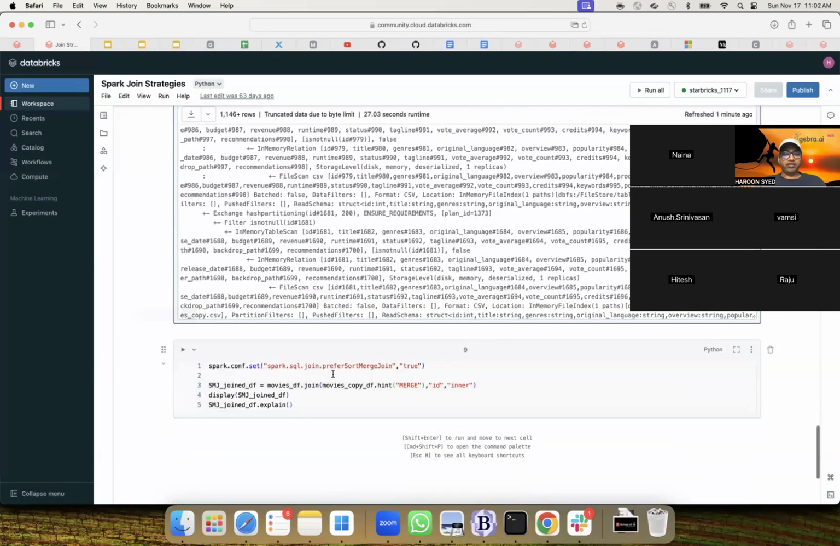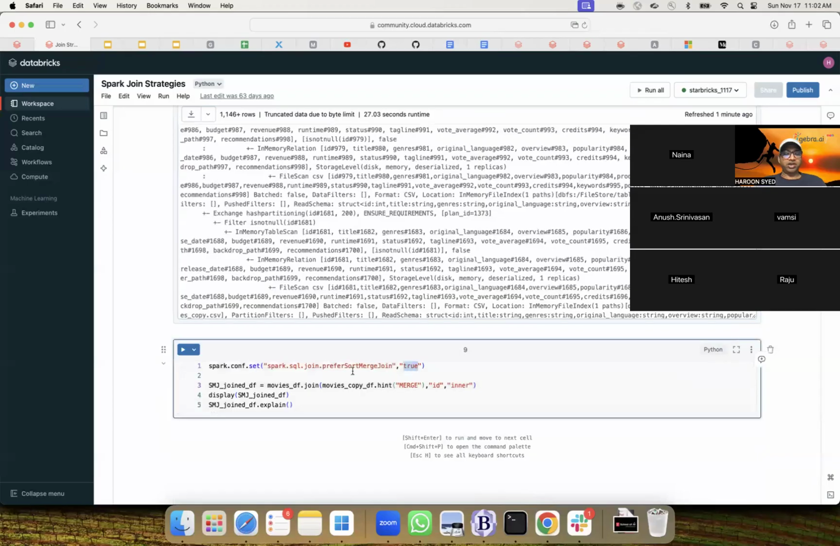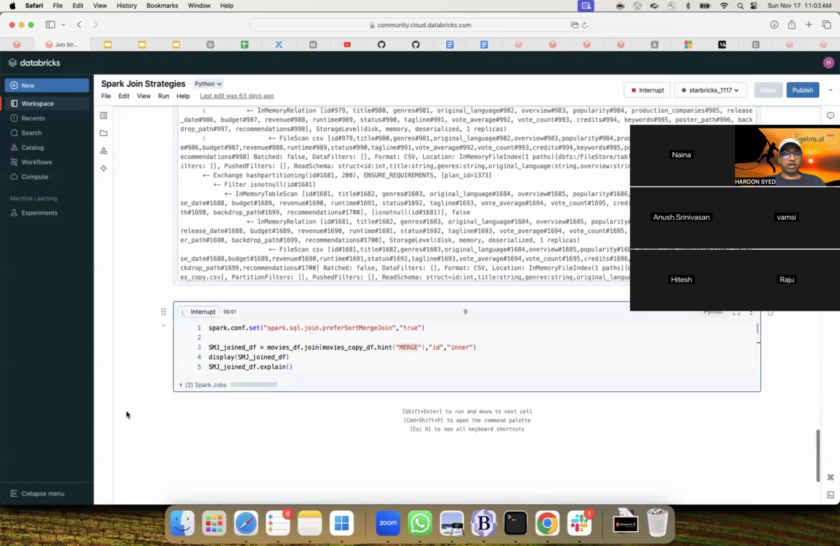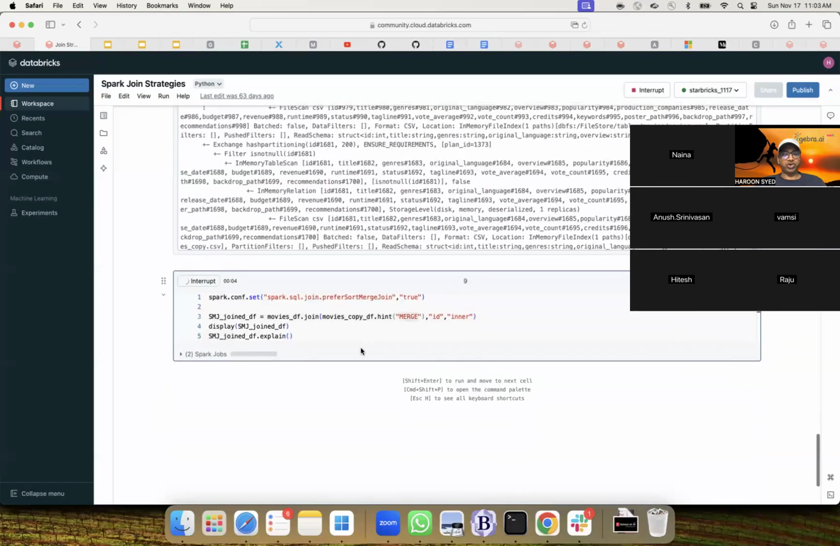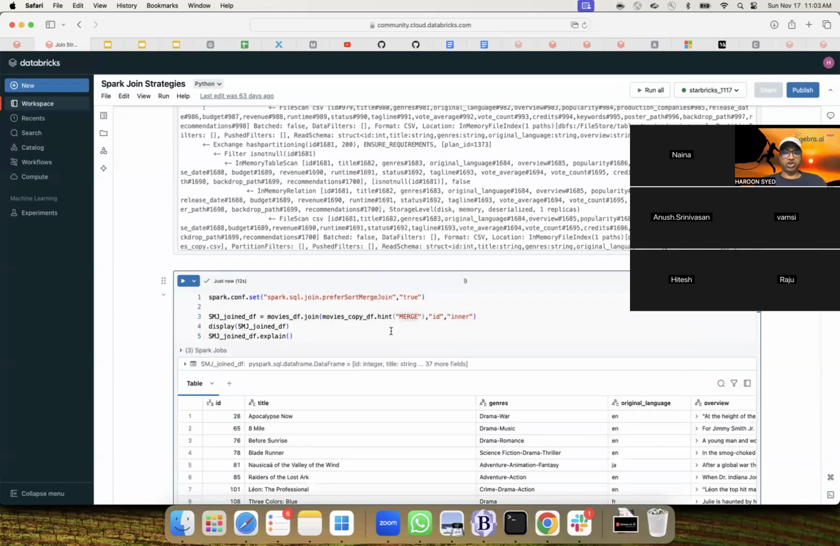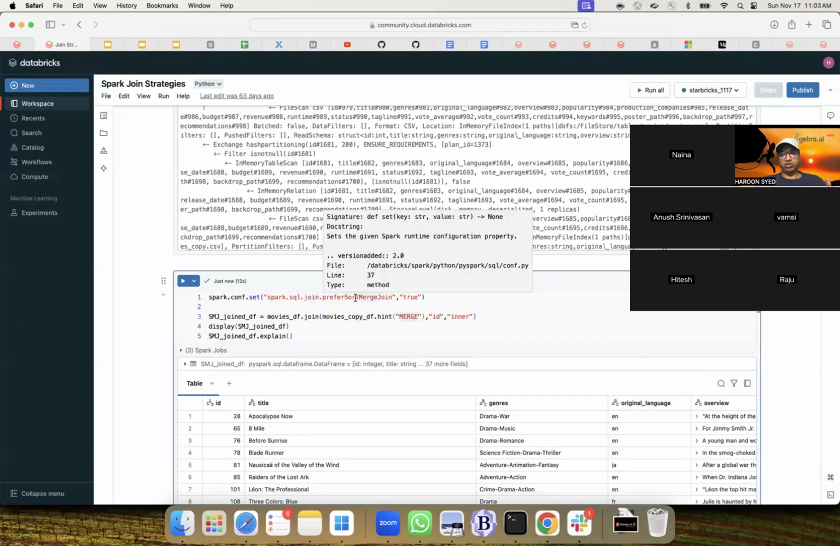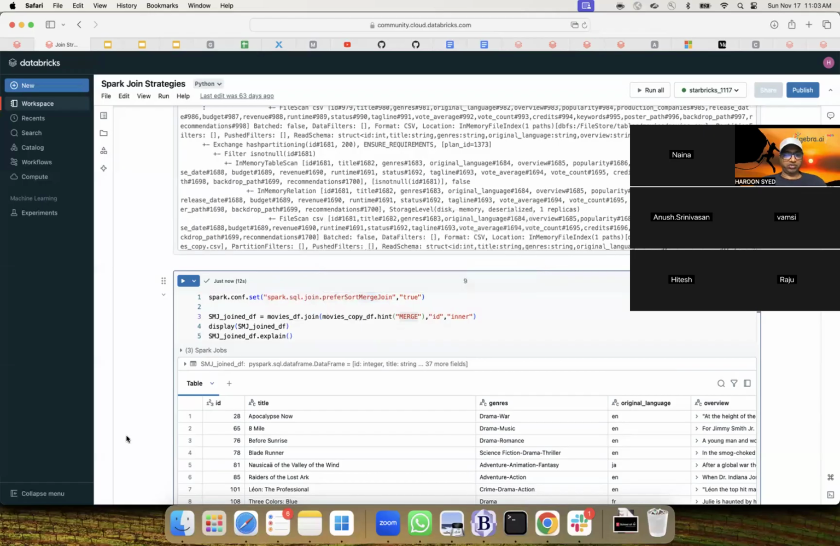And then if I set the default again back to true and then use the hint merge for the sort merge join, then it will use the sort merge join. I'm using the hints to force it so that we can see whether it is using it or not. Otherwise, it will automatically decide what it has to use. Most of the time it uses either sort merge join or broadcast join, one of these two.